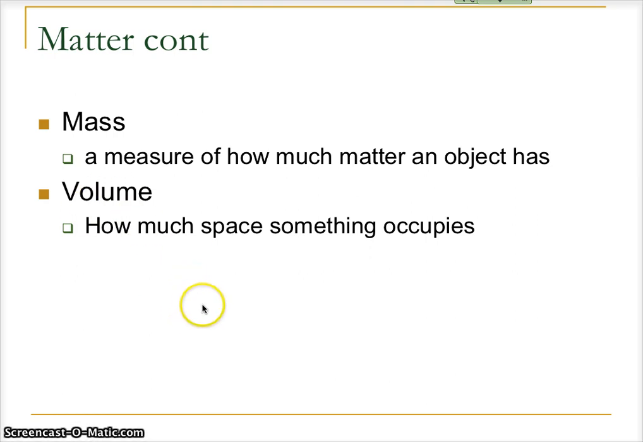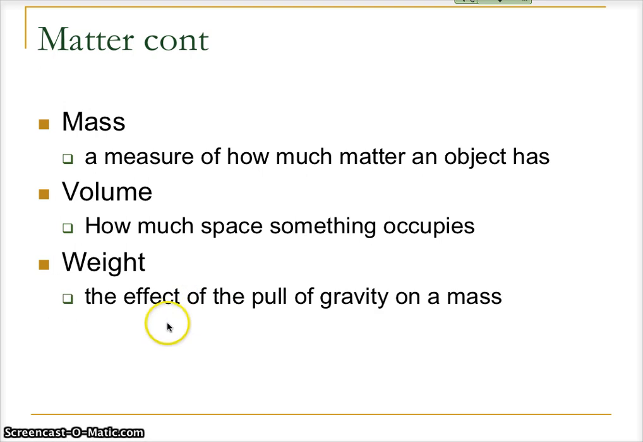What about weight? Let's throw weight out there. Is weight the same thing as mass? You should know this, and the answer is no, it's not. Weight is the effect of the pull of gravity on a mass.